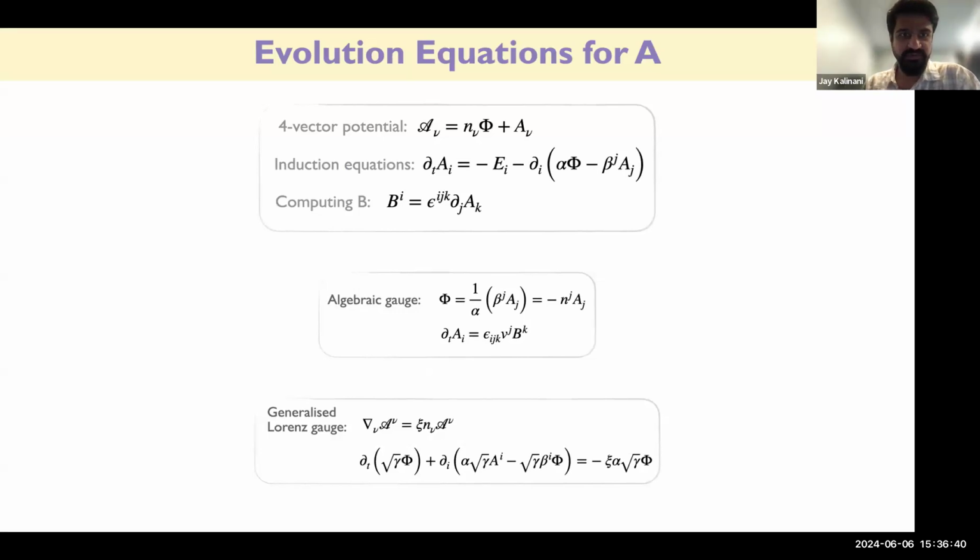Some codes might choose to evolve instead the vector potential and compute B from the curl of this vector potential. And also one has to make some gauge choices in evolving these induction equations for A. And in literature, you might find the simplest choice to be the algebraic gauge. But the more commonly used one is this generalized Lorenz gauge, where in this case, you also need to evolve an additional equation for the scalar potential Φ here. So I'm not going much into details.